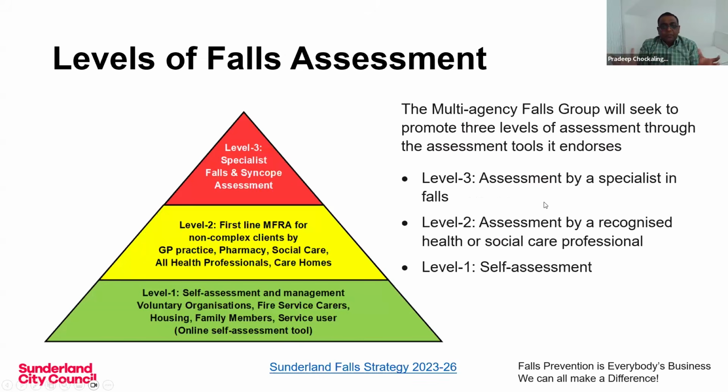So this is our falls strategy. You can all access it online; if you search for the Sunderland falls strategy, you can easily get a copy of it. So it's everyone's business. We bring a triangular shape, like a pyramid model. We are creating a level 1 assessment, where the person can, by themselves or with some technology, do their own online assessment.